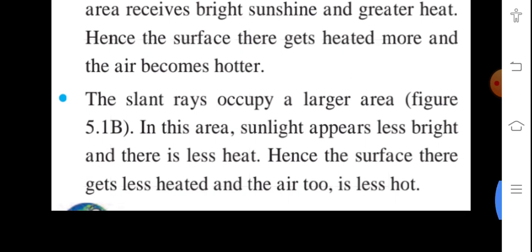Hence, the surface there gets less heated and the air is also less hot.